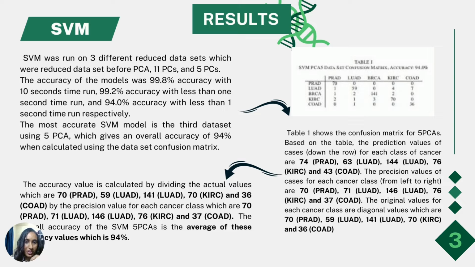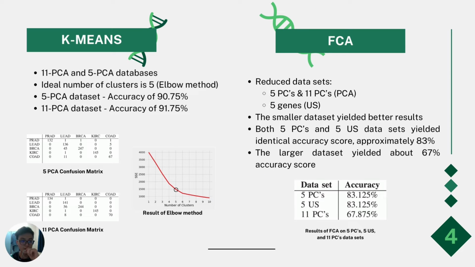value of 94%. For the results of K-means, the K-means approach was applied to 2 datasets, which are the 11 PCA and 5 PCA. And in the figure below, we can observe that the elbow method produces the ideal number of clusters of 5. The accuracy score for the 5 PCA dataset is 90.75%, while the accuracy score for the 11 PCA dataset is 91.75%, which is slightly higher than the previous one.